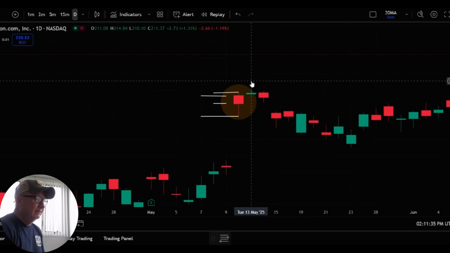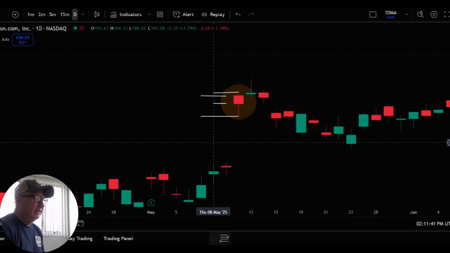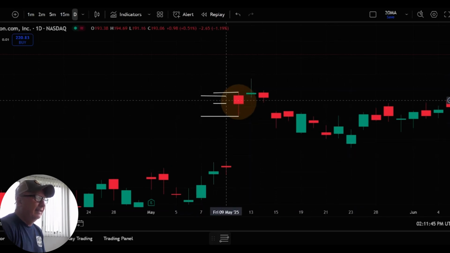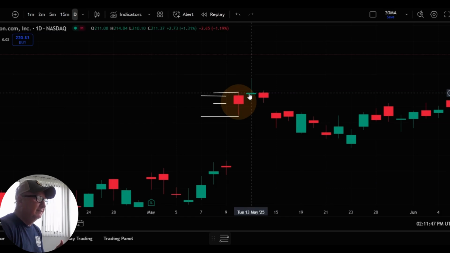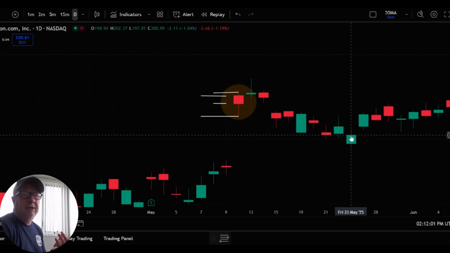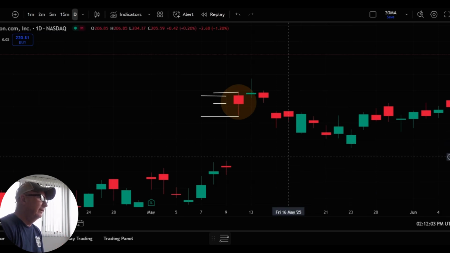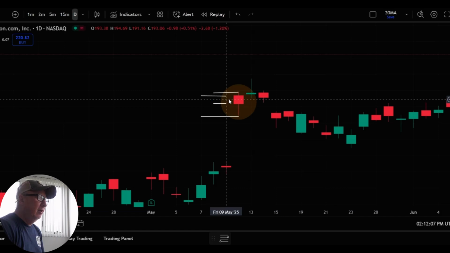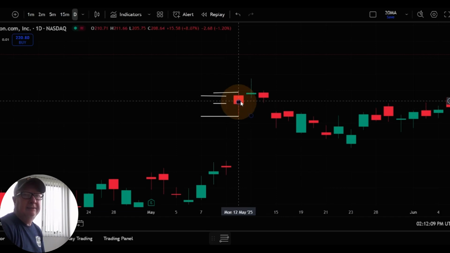And look what's right beside of this candle, a topping tail the next day, and we move lower, right? You had an uptrend, a topping tail, again, almost a gravestone doji with this long topping tail, and then a move lower. I'll go over gravestone dojis in another video. That's number 2, that the color may be a little bit misleading.